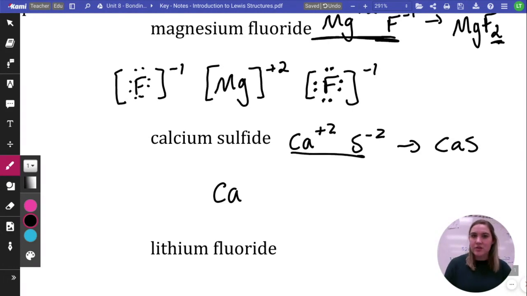Again, just using my charges from right here. Calcium has a +2 charge. Calcium has 2 valence electrons, but it has lost those 2 valence electrons. So it's going to be calcium +2. Then we have sulfur. Sulfur has 6 valence electrons, but it has a -2 charge, so it's gained 2 electrons. So sulfur is going to have 8 valence electrons around it and have a -2 charge.